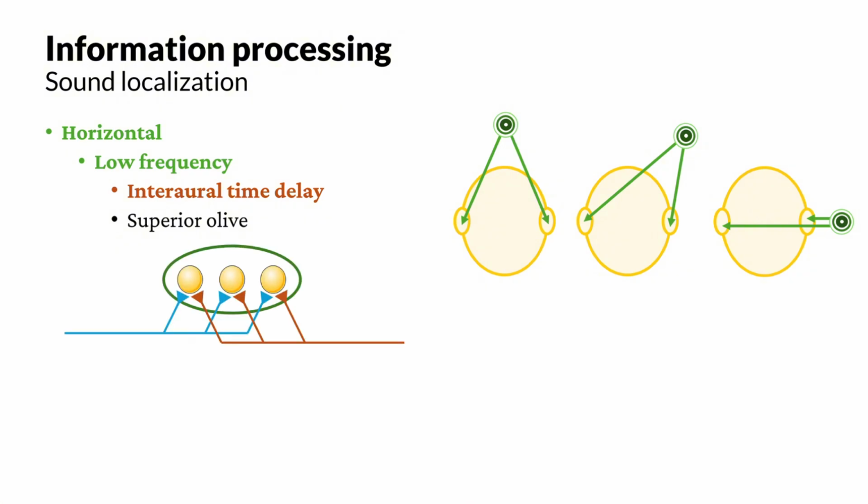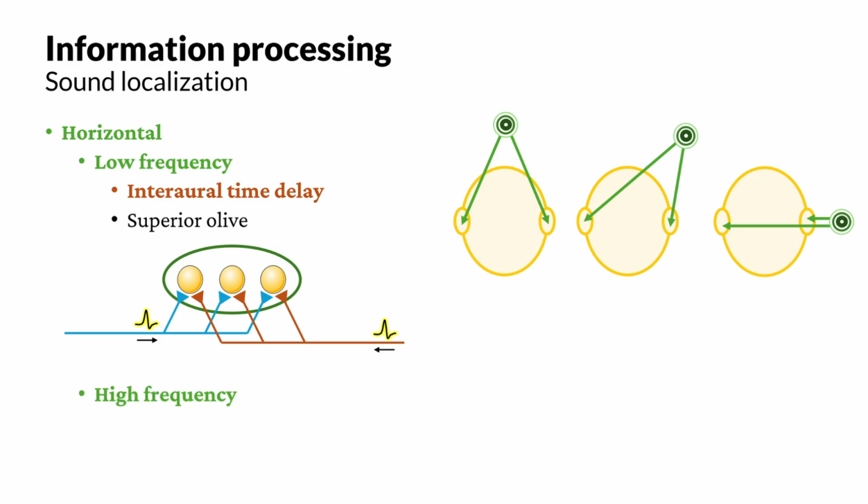Here, the green circle in the middle represents the superior olive. The blue axons are from one ear and the brown axons are from the other ear. If the sound source is closer to the blue ear, then the action potential will travel first from the blue ear, then from the brown ear. This creates a time delay for all three neurons in this superior olive, and these neurons can process this delay and tell us where the sound is coming from.